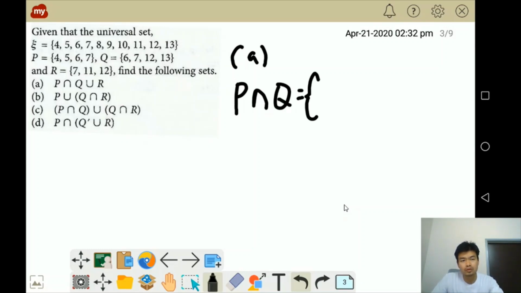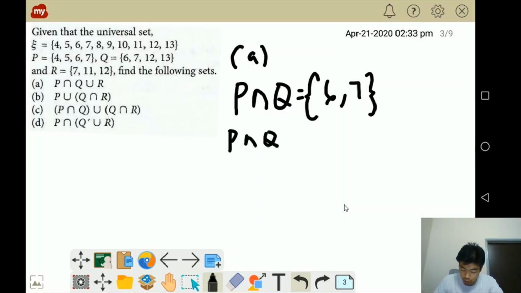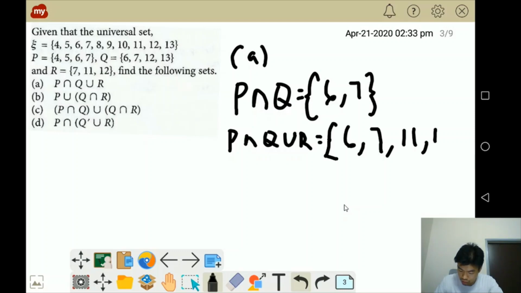P intersect Q. So what are the elements for P intersect Q? The common elements of P and Q, right? P is 4, 5, 6, 7. Q is 6, 7, 12, 13. So the common elements are 6 and 7. Now I can union with R. So what are the elements in R? 7, 11, and 12. Therefore, P intersect Q union R is 6, 7, 11, and 12. There you go, this is the answer for A. Now let's move on to B.